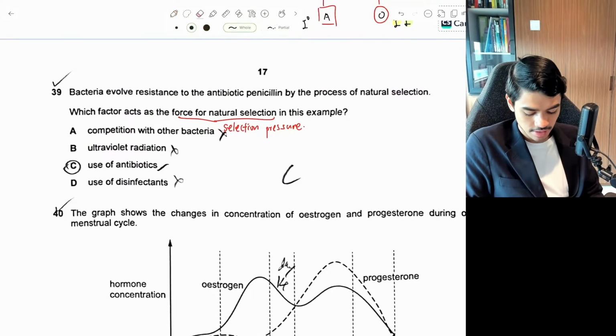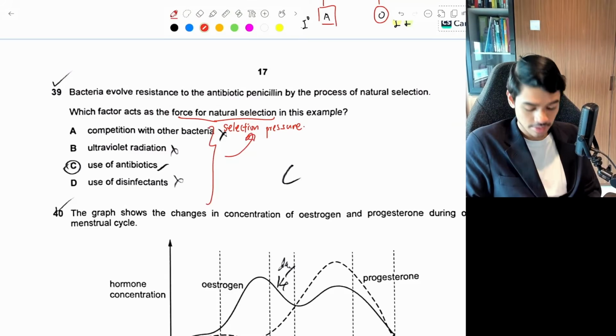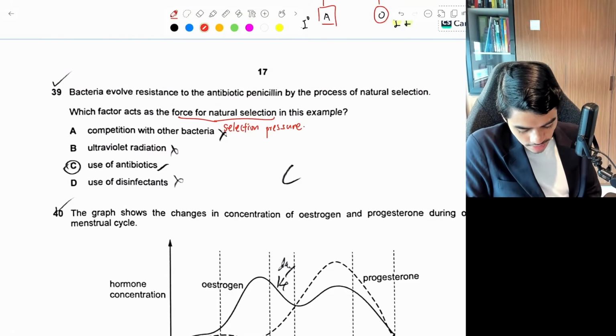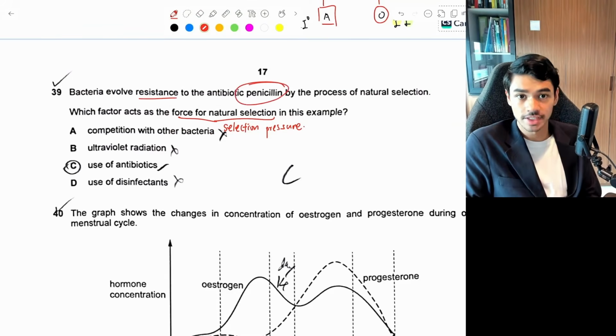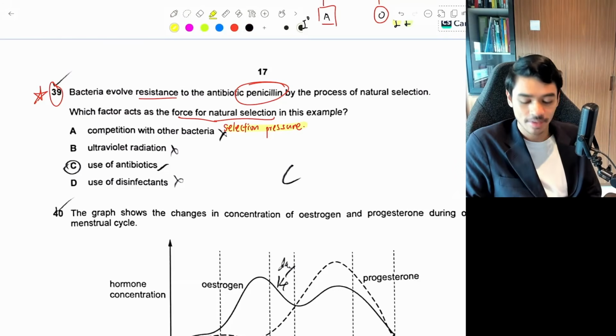Even if you didn't understand the phrase up here, if you read this, all of these are examples of possible selection pressures. But in this scenario, we know that they evolve resistance to the use of penicillin. So using penicillin is the selection pressure. Now, I'll give you a tip for knowing what this means. What does selection pressure mean?